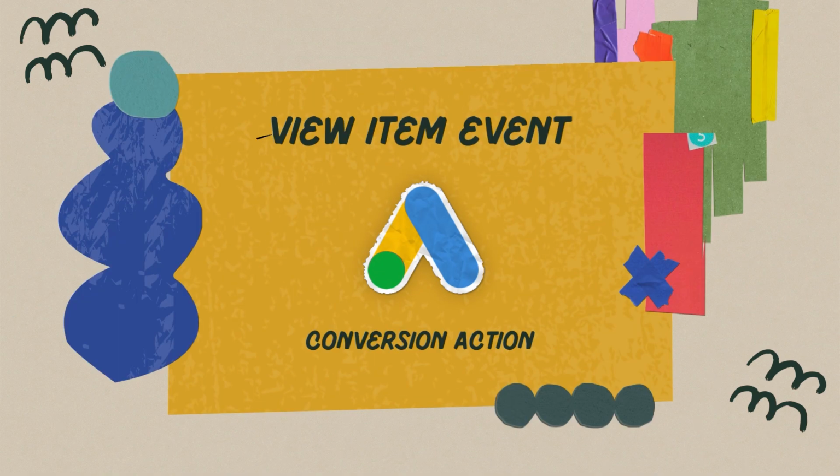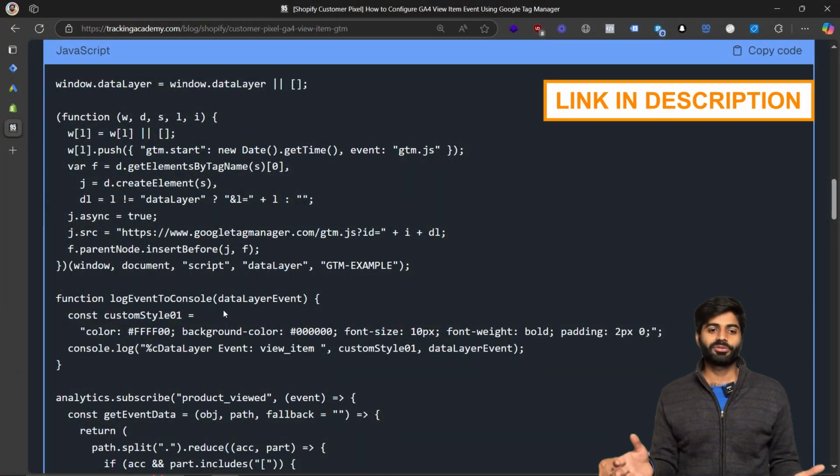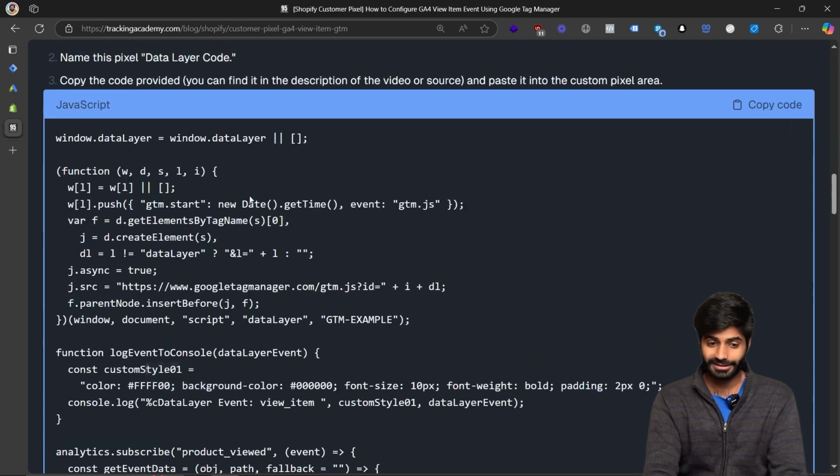In this video, I'm going to show you how I configure view item event tracking for the Google Ads conversion action. So let's just get started with configuration of the view item event on our Shopify store. In the description of the video, you will find a link to the blog post where you can find this beautiful code snippet that you can simply copy and go back to the Shopify store.